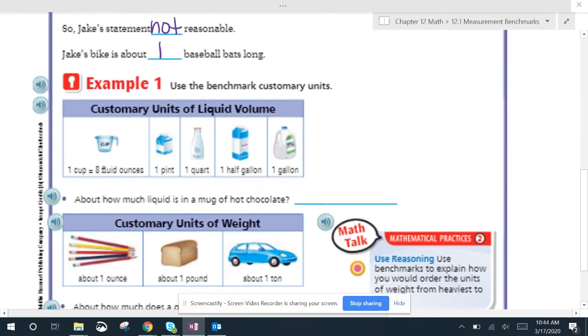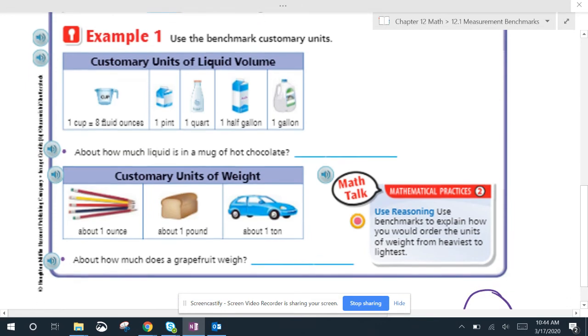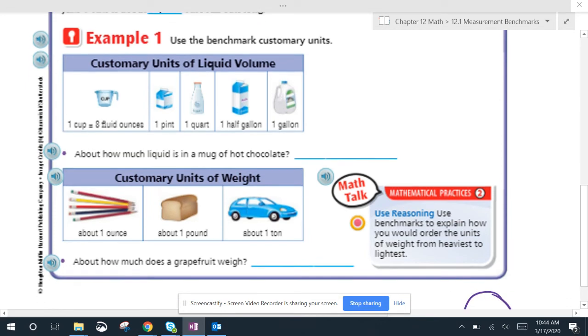Okay, let's look at example 2. This one, we're going to be looking at customary units of volume. So how much does something hold? So we've got 1 cup, 1 pint, 1 quart, a half gallon, and a gallon. So if we're looking at how much liquid is in a mug of hot chocolate, if I look at those pictures up there and I think, oh, how much do you usually drink of hot chocolate? I can see that that cup right there makes the most sense. So how much liquid is in a mug of hot chocolate? It's about 1 cup.